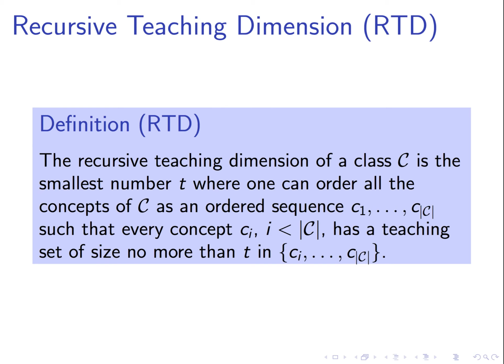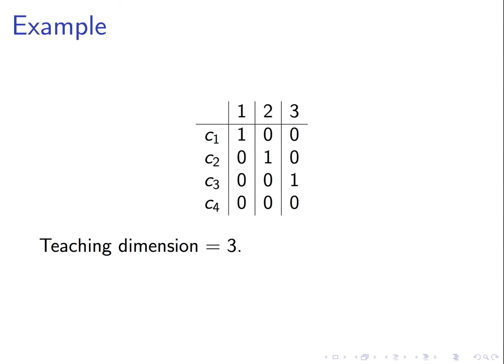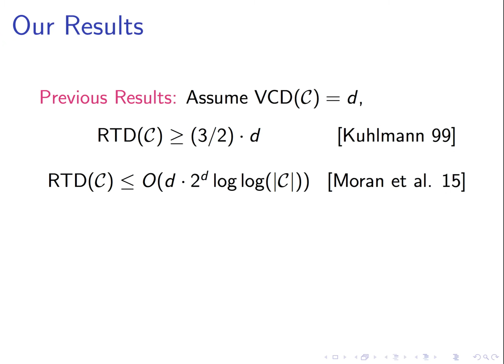The student and teacher can remove the easiest concept and then recurse with the rest. Formally, they can order the concepts so that they only need to distinguish a concept from all the concepts that appear after it. In our example, this is a way of ordering the concepts and shows that the recursive teaching dimension is actually 1.